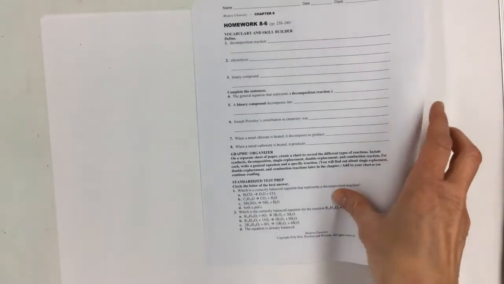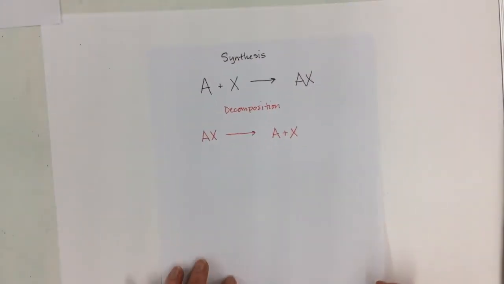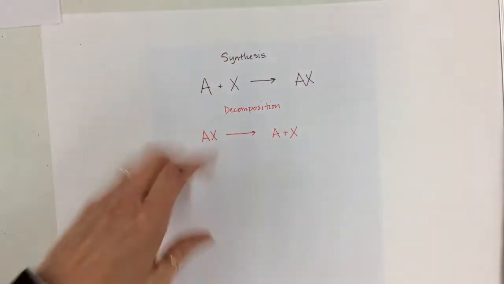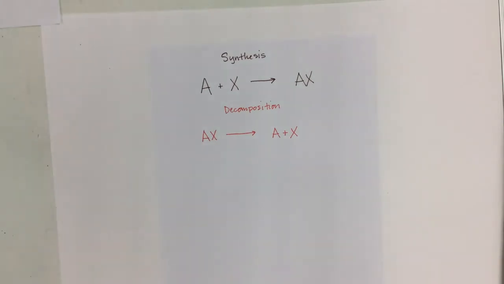Okay, so this can look however you want it to look. Make it legible for me, but other than that, it can look how you want it to look. So I have one started here, right? My synthesis reaction looks like this. My decomposition reaction looks like this. And the only thing I would need to add to that then is my specifics.